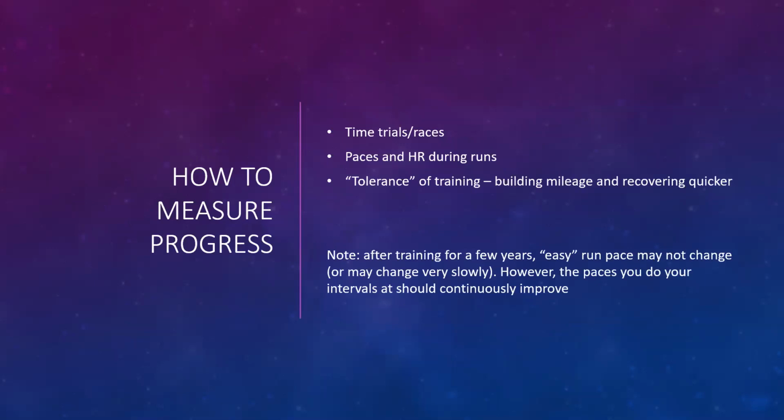So this is great. You've been training a lot. Your running economy is top notch. You think your VO2 max and your lactate threshold are higher. How do you know? How do you figure it out?